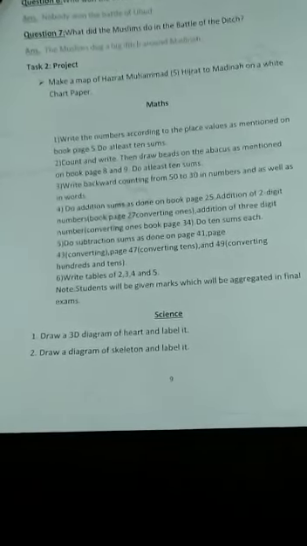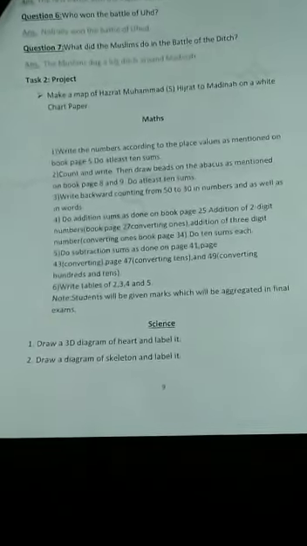And then question number 5 is do subtraction sums as done on book page 41, and it's also mentioned 43, 47 and 49. Then question number 6 is write tables. Kids have to write the tables of 2, 3, 4 and 5, and at least try to learn also.